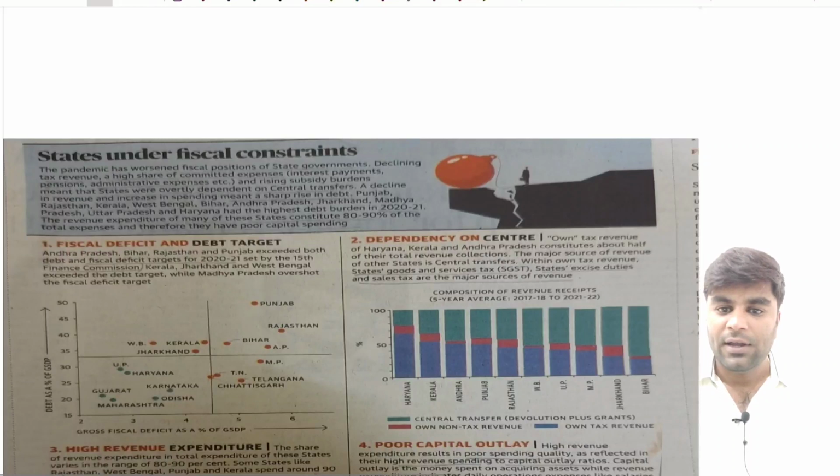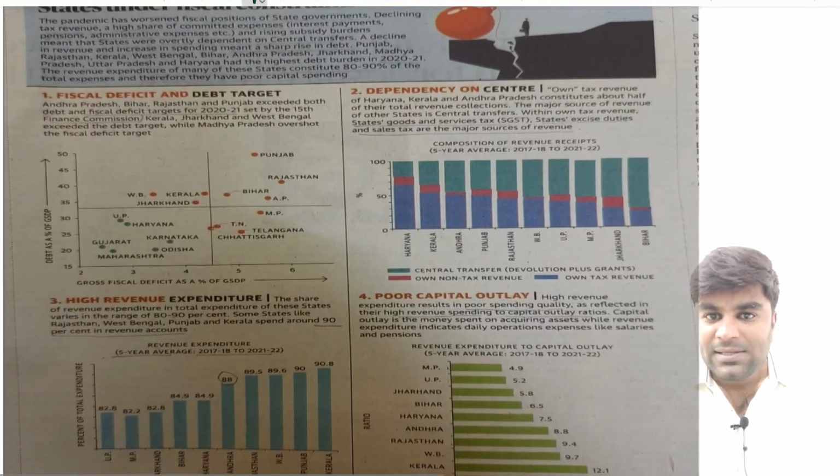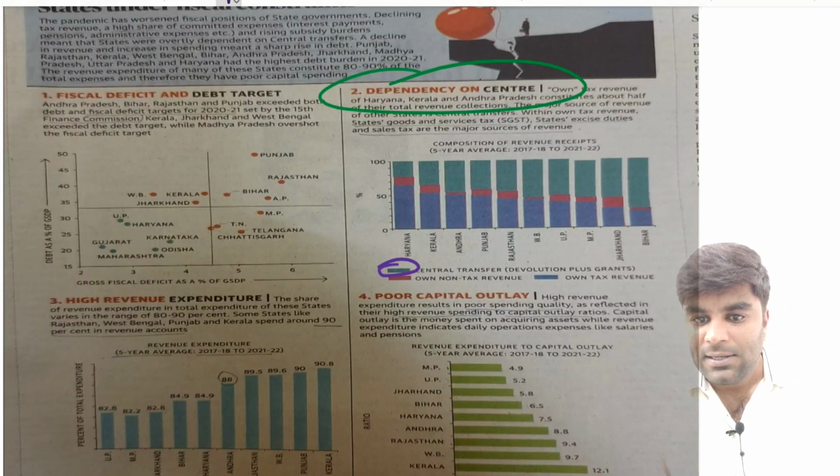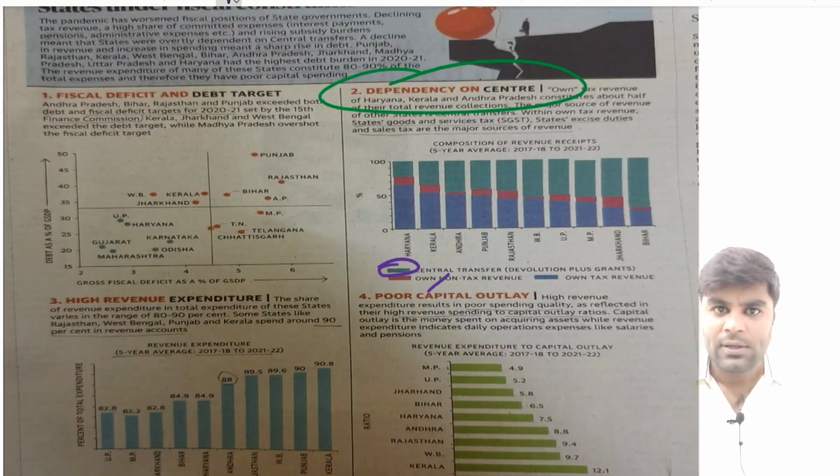So here we have the data with respect to dependency on the center. When we look at this data, this green line particularly indicates central transfers, devolutions plus grants. The red one indicates own non-tax revenue. The blue one, own tax revenue. Leave aside the non-tax revenues for now. We have discussed these things. What is a tax revenue? What is a non-tax revenue? Right? All these things in our static classes.